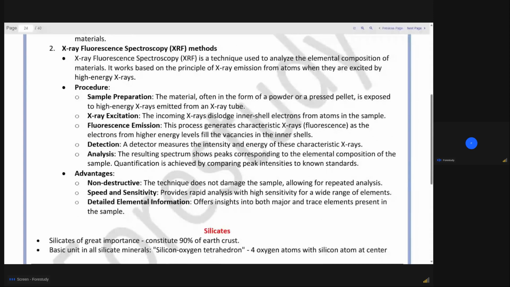So the advantages are, first, it is non-destructive. This technique does not damage the sample, allowing repeat analysis if you are using a chip sample. Speed and sensitivity: it provides rapid analysis with high sensitivity for a wide range of elements, and detailed elemental information offers insights into both major and trace elements present in the sample. So this is a very good way of chemical analysis of your rock or mineral, XRD and XRF both. I have done some XRF and XRD study during my thesis in college, and I can say this is a very good technique.